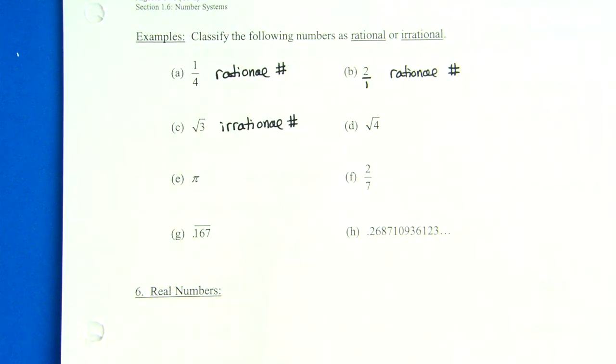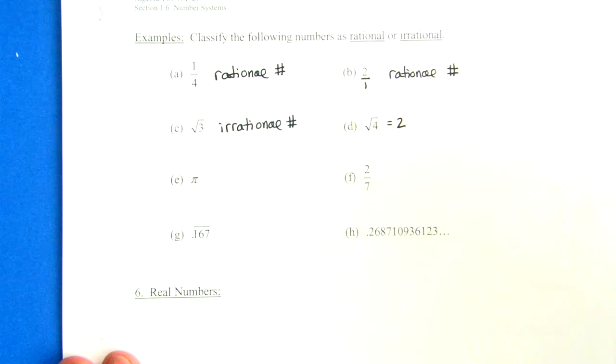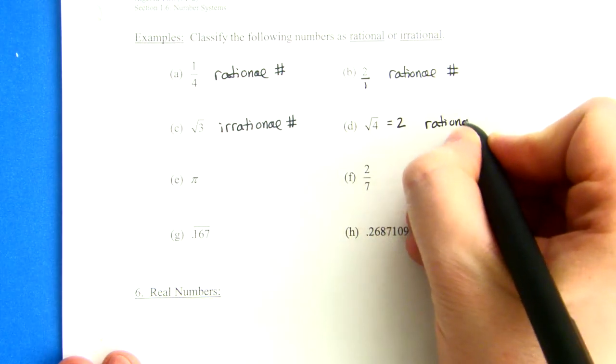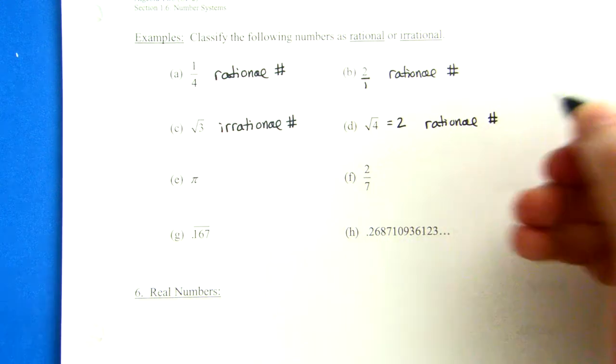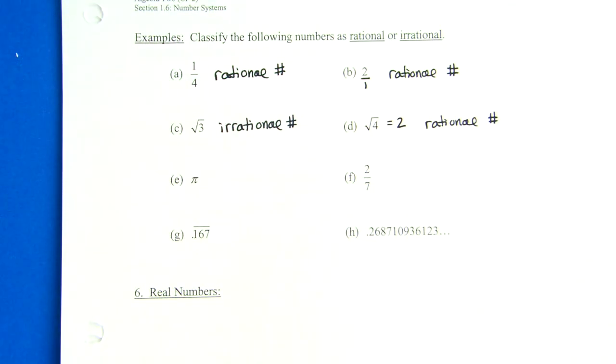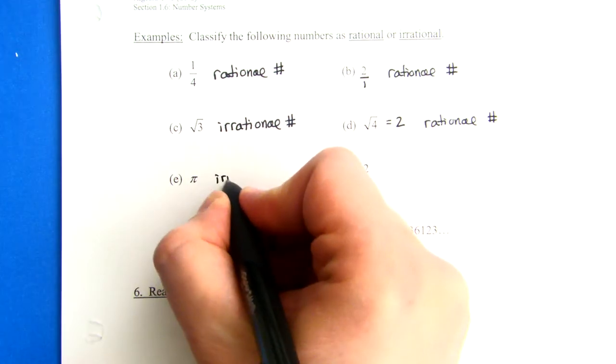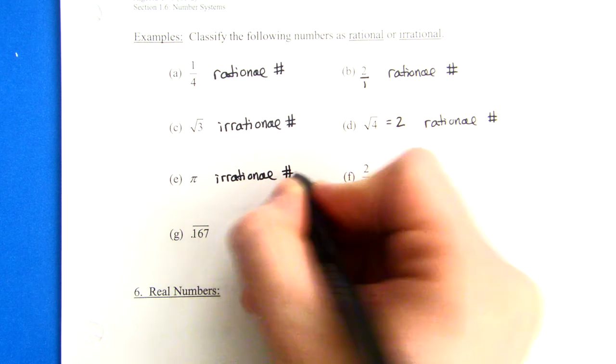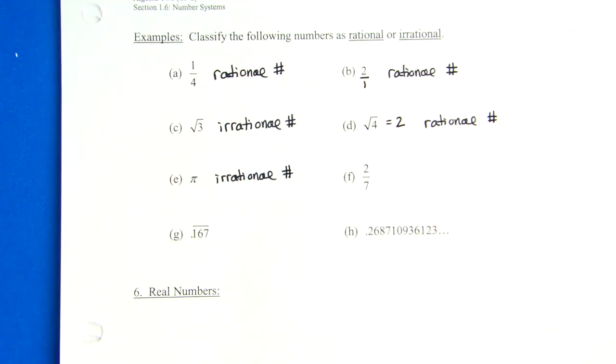How about letter D, square root of 4? Not every square root is an irrational number. Square root of 4 is just 2, which, like letter B, makes it a rational number. Letter E, pi. Again, probably the most famous example of an irrational number. Pi is an irrational number. 2/7.